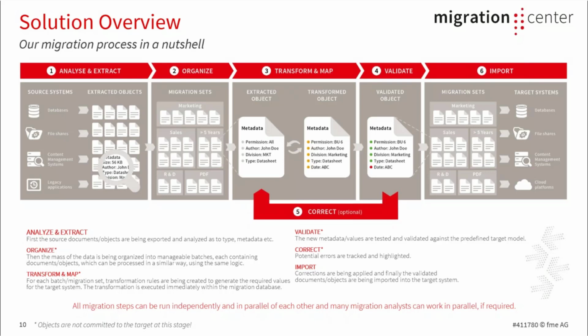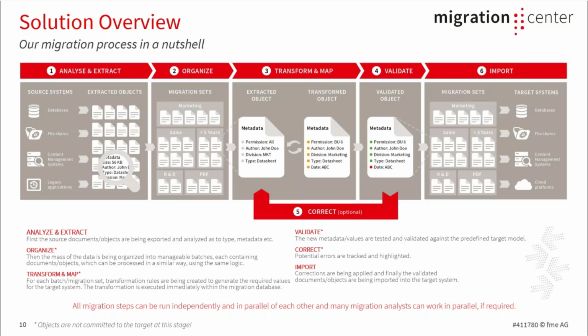Here you build your transformation rules. You map your metadata, you transform your metadata. And when I say transform, I mean, for example, you can extract information from a folder path. You can simply map an old value to a new value, but you can also use many different functions to manipulate your metadata to the needs of your target system.